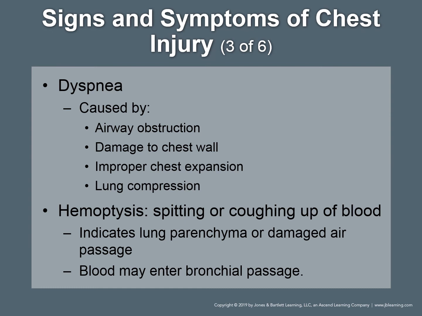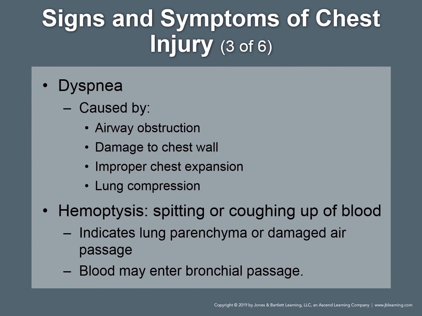Improper chest expansion, hemothorax, pneumothorax causes improper chest expansion. Pressure and rib fractures don't hold that chest wall open, so you lose the ability to expand. And then lung compression, that's from the lungs slamming into the spinal cord. If it remains compressed, it's not going to be able to expand. And that compression can also cause pulmonary hematomas.